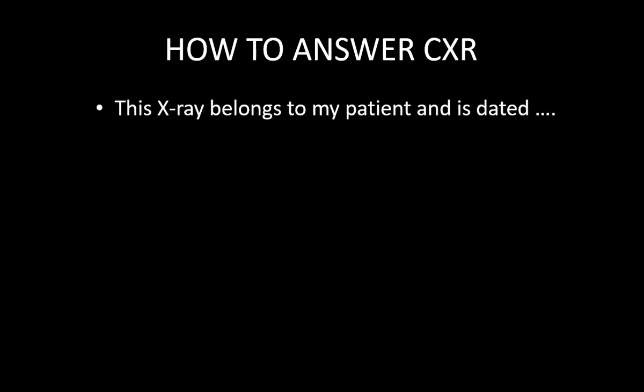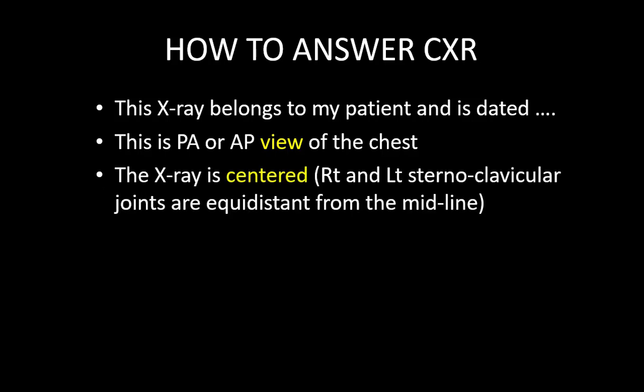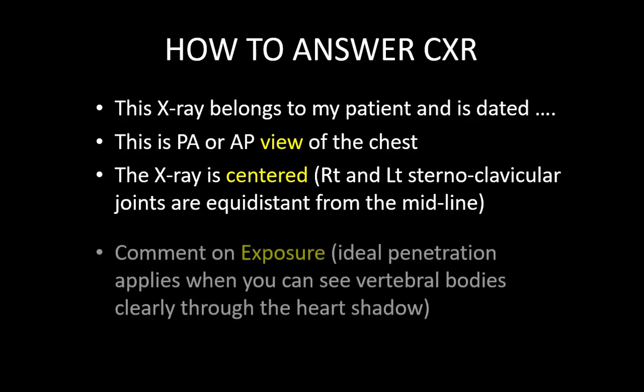So a little about theory, how to answer chest X-rays. You have to say that this chest X-ray belongs to my patient. You have to name the patient and you have to mention the date also. Then you have to tell whether it is a PA view or an AP view, depending upon the characteristic of the X-ray. Then whether it is central. You look at the right and left sternoclavicular joints, which should be equidistant from the midline.